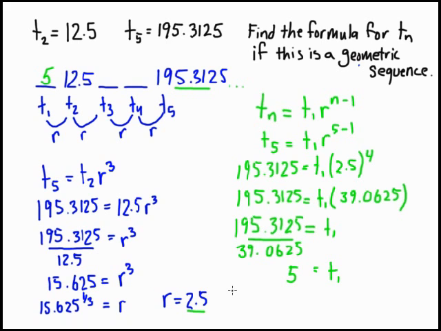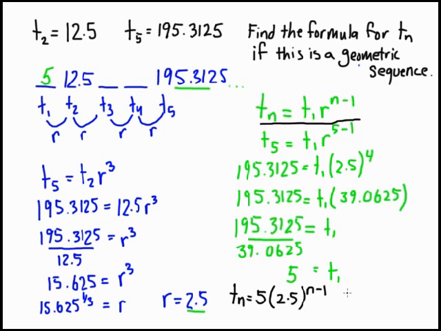And now we want to figure out the general formula for Tn, and we know that it's equal to term 1 times r to the power of n minus 1. Term 1 we said is 5, and r is 2.5, to the power of n minus 1. And so that question is done. We figured out the general form for this geometric sequence.